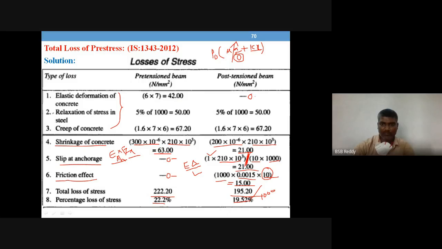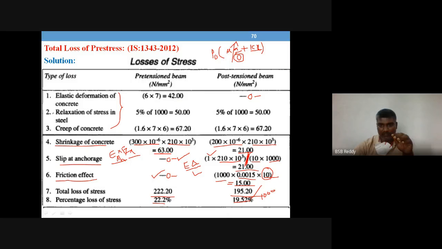Just to note here, for a post-tension beam, loss due to elastic shortening will not be there if all the tendons are tensioned simultaneously. And for a pre-tension beam, there won't be any anchorage loss because there is no anchorage at all in a pre-tension beam, and there is no frictional loss because there is no friction between concrete and steel. So these are the things to be taken care of. There are some typographical errors in the textbook that you have to be careful with. Just don't follow whatever is there.